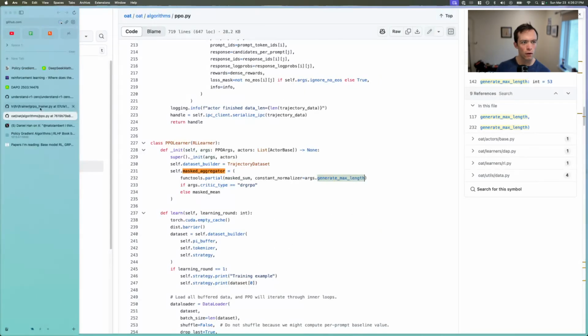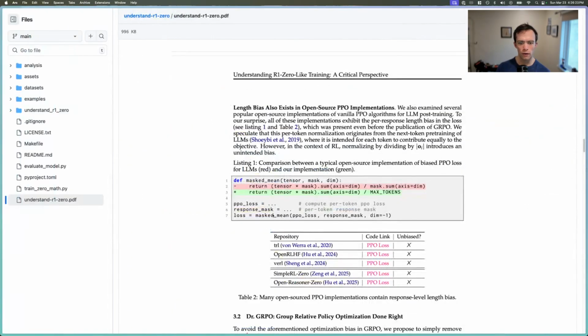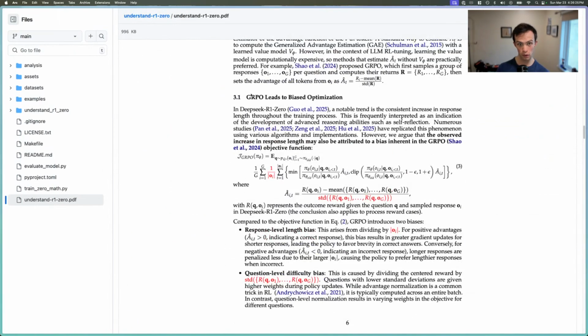But hopefully this is helpful. I think there's a couple more things to go through in these papers. Here we're looking at this Dr. GRPO paper with their improvements. The second red point, with question level difficulty bias, is definitely a great one.